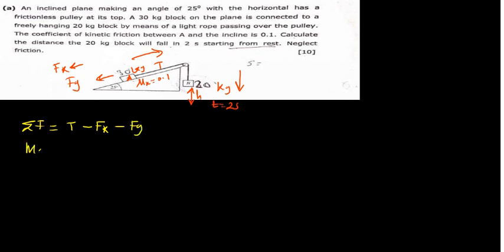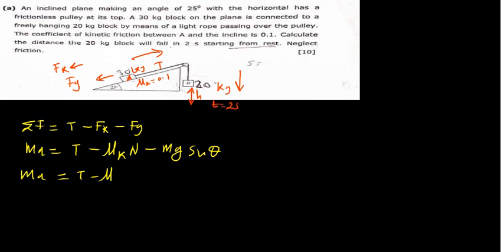So mass times acceleration will be equal to tension minus kinetic friction, which is given by the coefficient of kinetic friction times the normal force, and then minus Fg. Fg is given by mg sine theta. This is one equation you need always to know. So mass times acceleration will be equal to tension minus mu k, times the normal force, which on an incline is given by mg cos theta, and then minus mg sine theta.